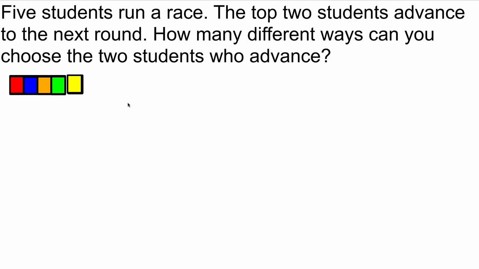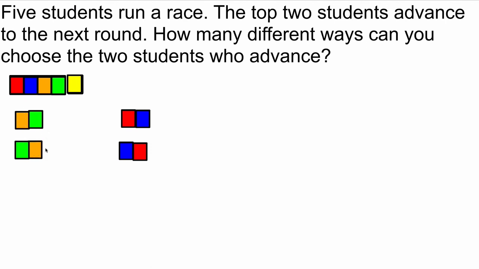Okay, so how many different ways can you choose 2 students who advance out of 5? This is just choosing 2 students where the order doesn't matter. So let's say red gets first and blue gets second, or blue gets first and red gets second. These 2 cases we don't want to count as separate because they don't matter. It means red and blue both advanced. So we're going to have too many cases by exactly 2 times as much.